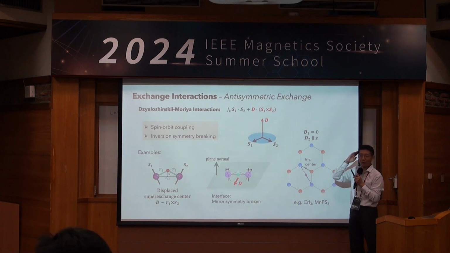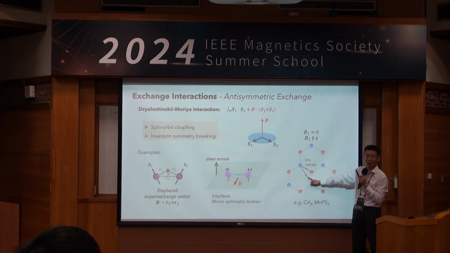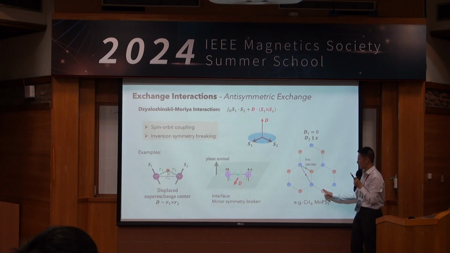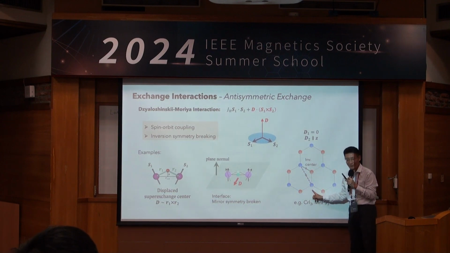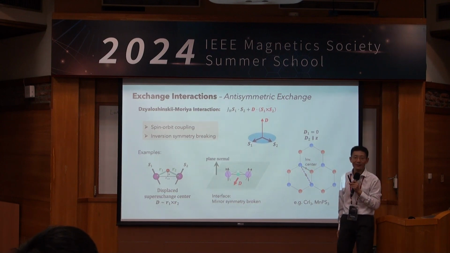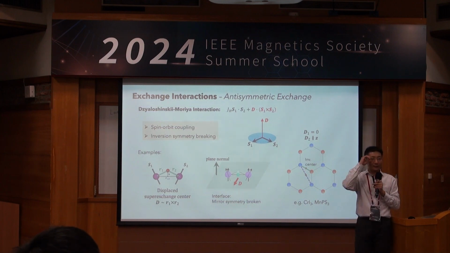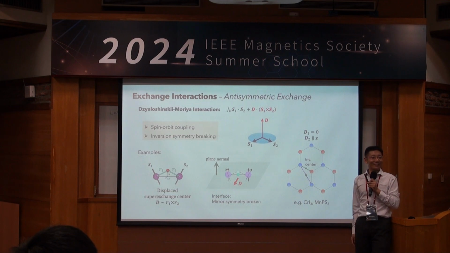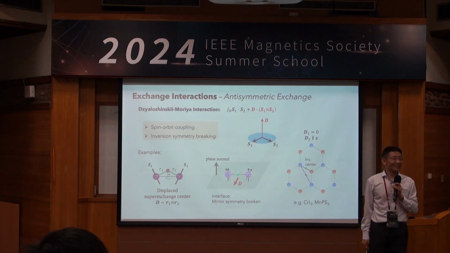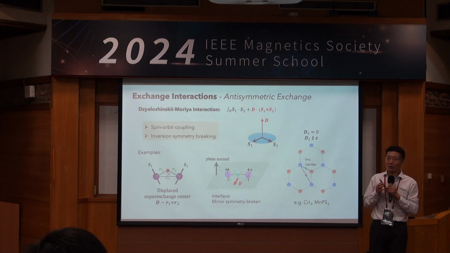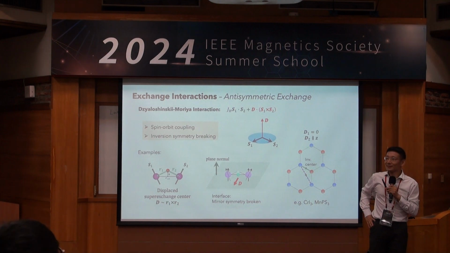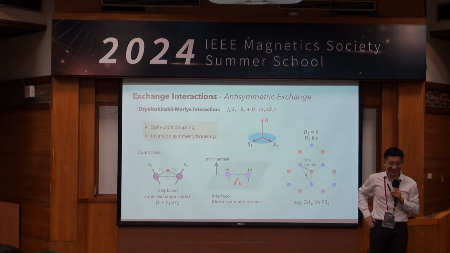So now let me ask you a question. What is the DM vector? In what direction is the DM vector associated with the second nearest neighbors? Or the people sitting on the back, I hope you could be more interactive. Any answers from the back? No answer?